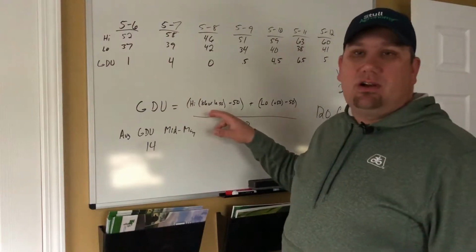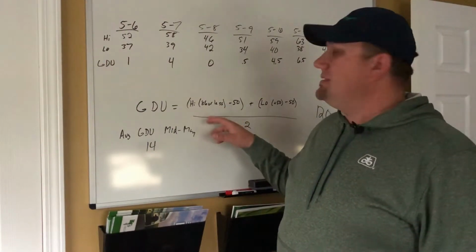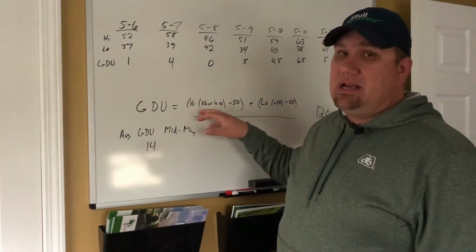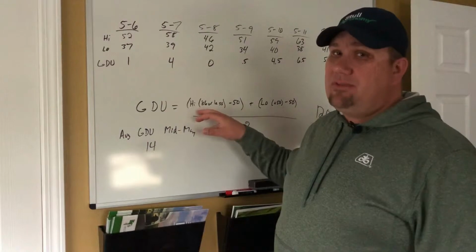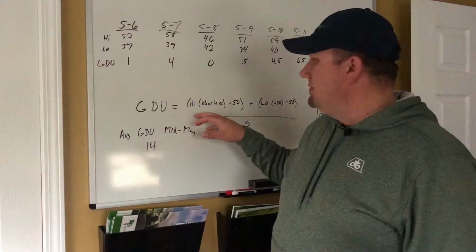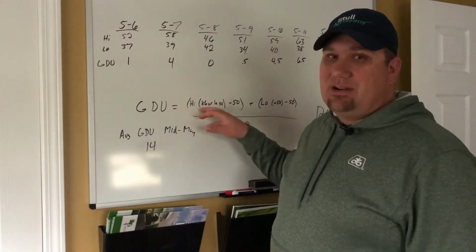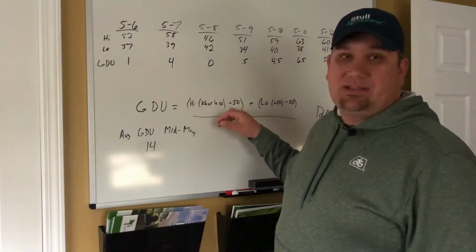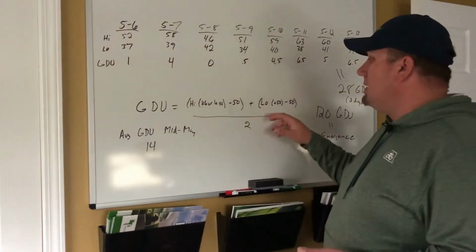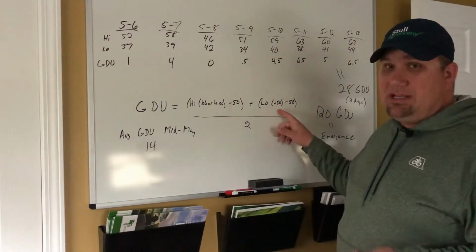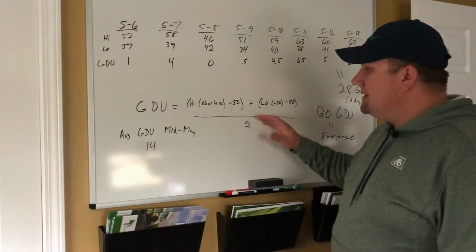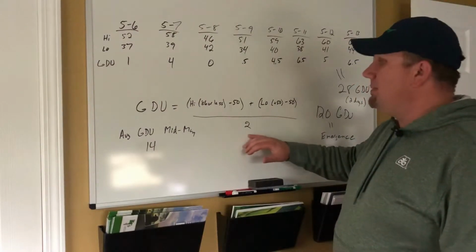So GDUs, we measure our temperatures between 86 and 50. When we figure in the formula here, we figure the high 86 or less. So if the high is above 50 and under 86, so if it's 92, you still count 86. If it's 84, you count 84. If it's 50, it's 0 basically. So you take the high minus 50, and then you take the low above 50 and below 86, and then subtract 50 from that also. And then to get the actual GDUs for the day, you divide by 2.